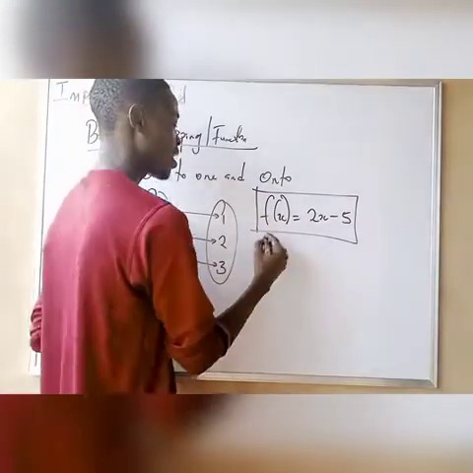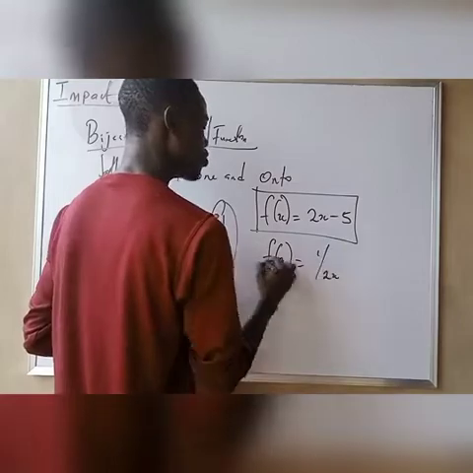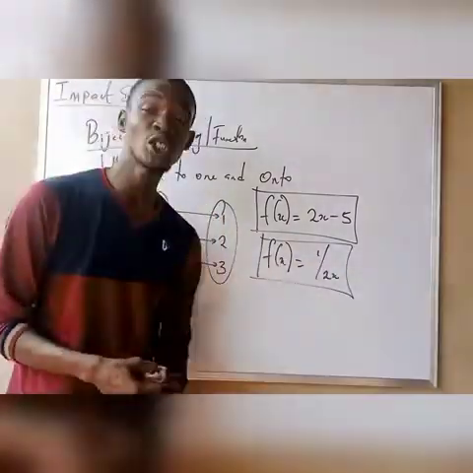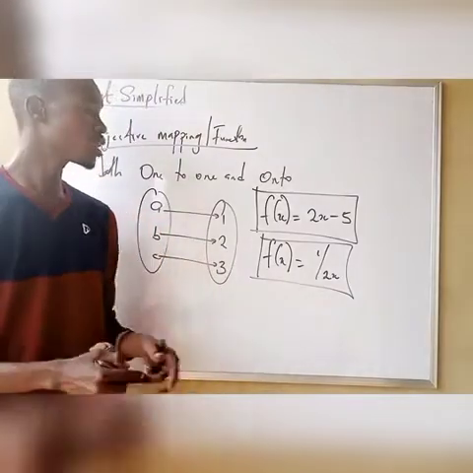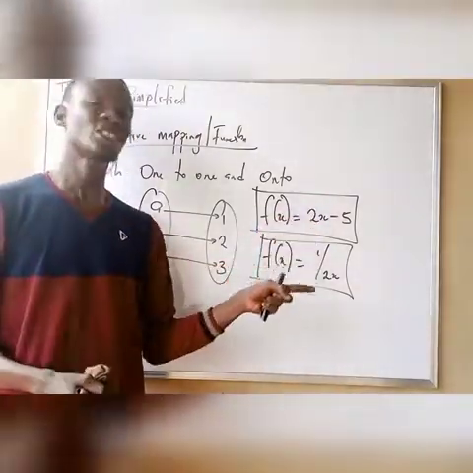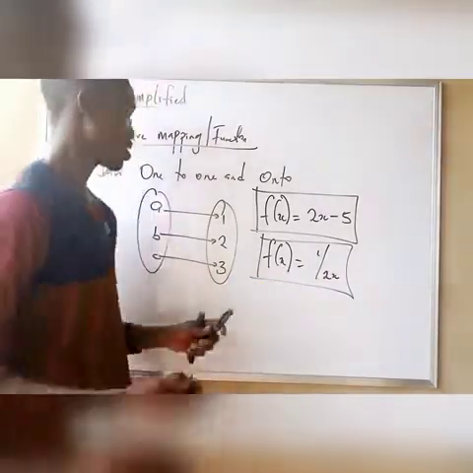bijective. And also from the previous example, we have proved that this function also is injective and this function is surjective. So that means since these two functions are injective and surjective, that makes this function to be bijective. Do we get that? It's simple.